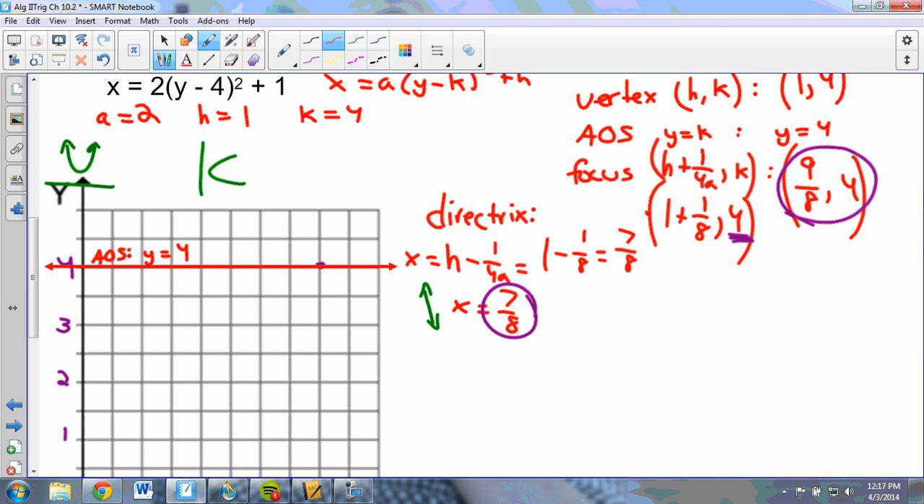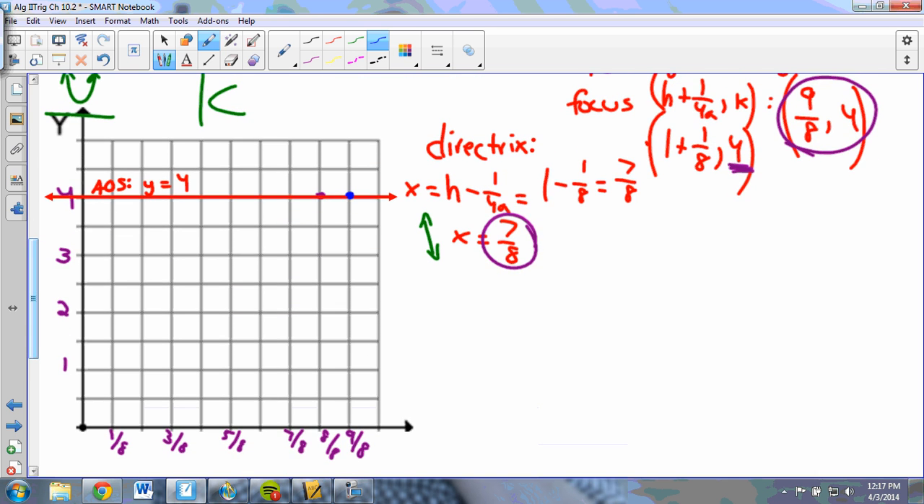My focus is at the point 9/8, comma 4. Well, that's here. That's my focus. And my directrix is the line x equals 7/8. I haven't even graphed a parabola yet. All I've done so far is put down one point, the vertex. It's the only point actually on the parabola so far. But now I have an AOS and a directrix and a focus to work with.